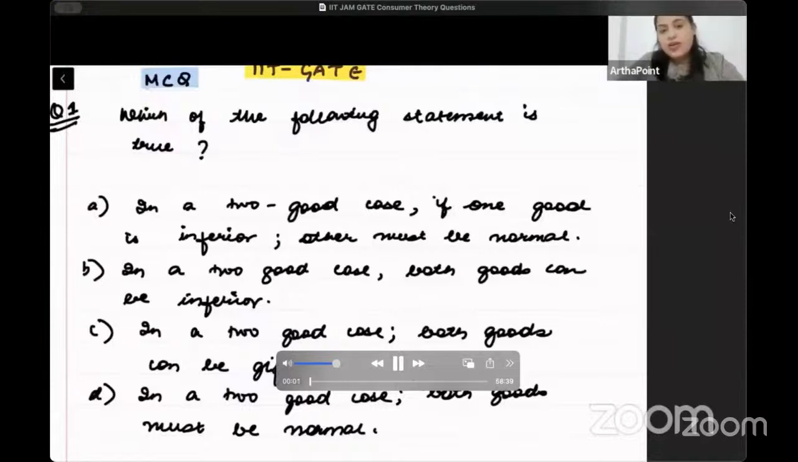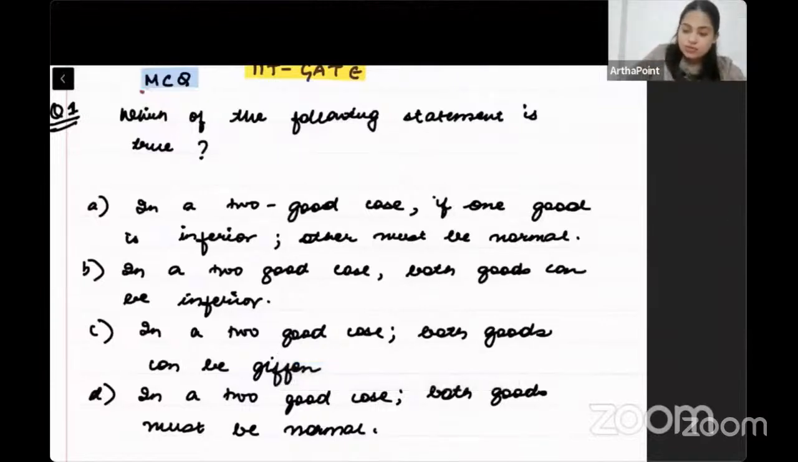The first question for the day is this. This is an MCQ question. The question says the following: which of the following statements is true? You are given four statements before you.